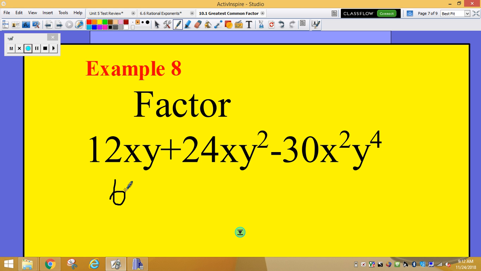Do all of them have an x? Yes. My smallest exponent is a 1. Do all of them have a y? Yes. My smallest exponent is a 1. Okay, let's divide it out.